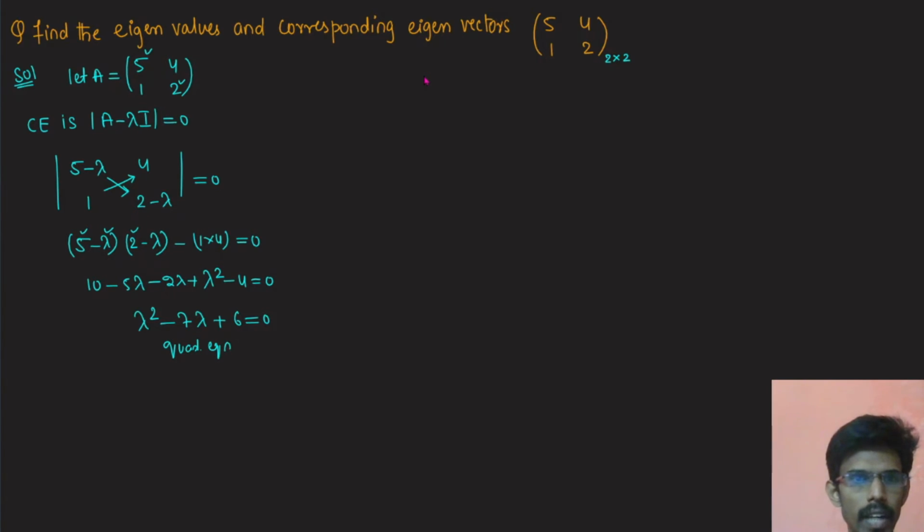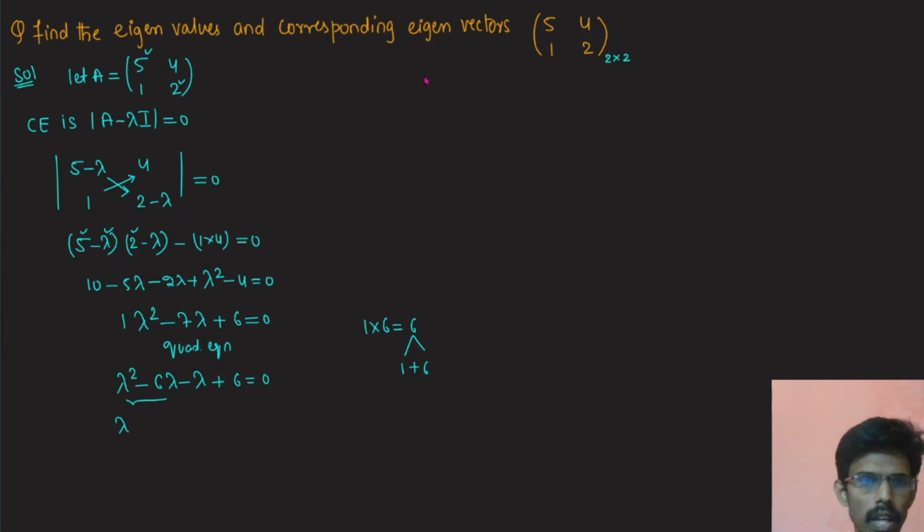This is the quadratic equation. Let us factorize this quadratic equation. Here we have coefficient 1, so 1 into 6 will be 6. The factors of 6 will be 1 and 6 only, so that we'll get 7 here. So this will become lambda square minus 6 lambda minus lambda plus 6 is equal to 0. Now if I take common from these two, I'll get lambda into lambda minus 6. Take minus 1 common, we have lambda minus 6. Take this lambda minus 6 common, we have lambda minus 1.